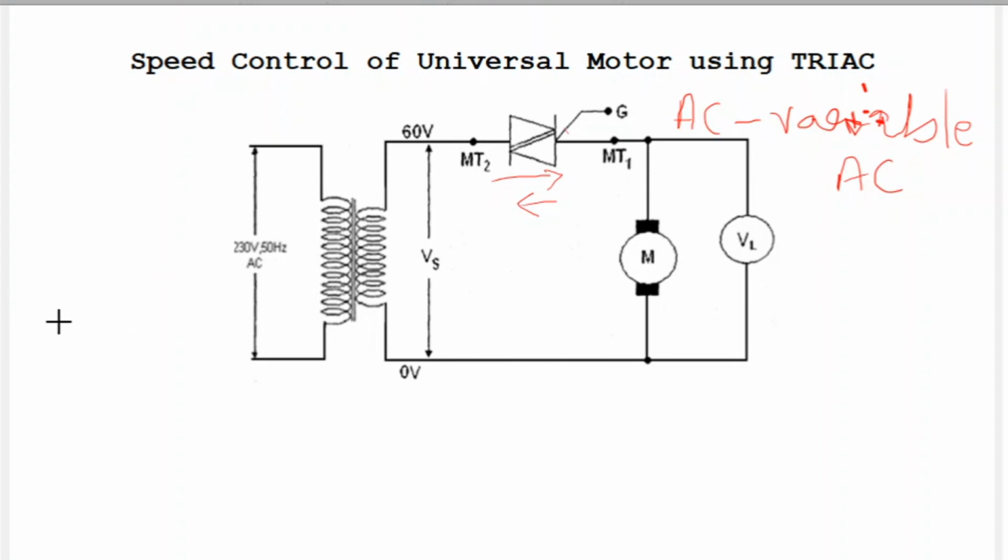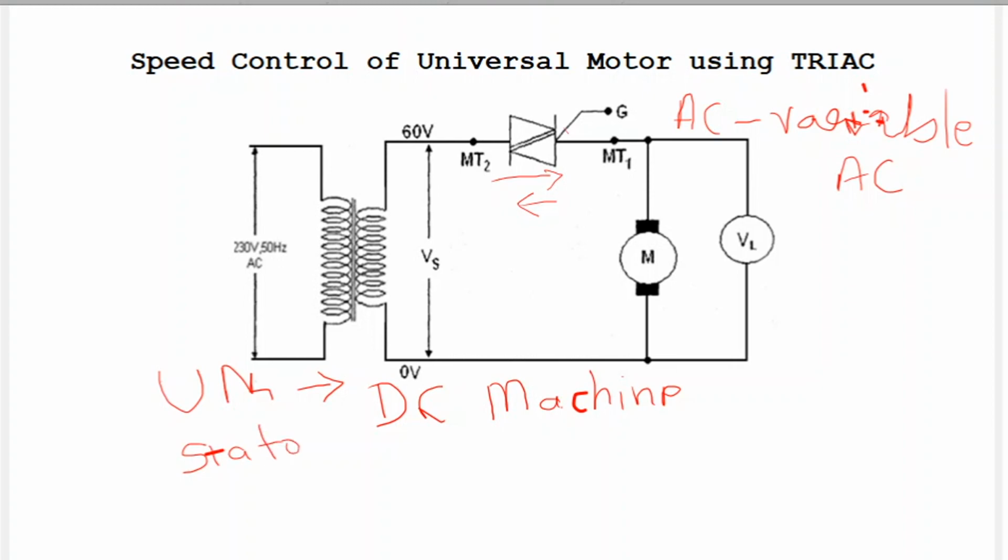Now let us look at what is meant by universal motor. This universal motor construction is similar to that of the DC machine. So it has both stator and rotor. Its characteristics are also similar to that of a DC series motor. So universal motor is nothing but a series wound motor.